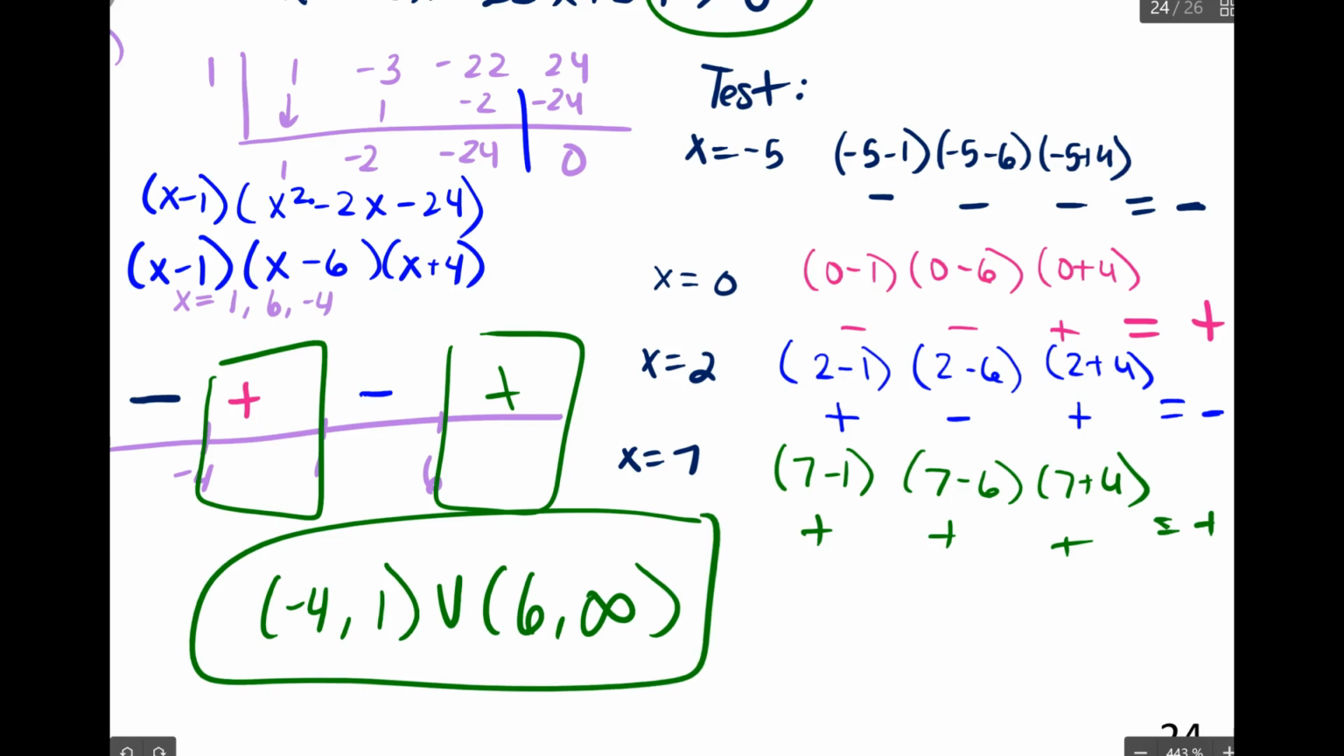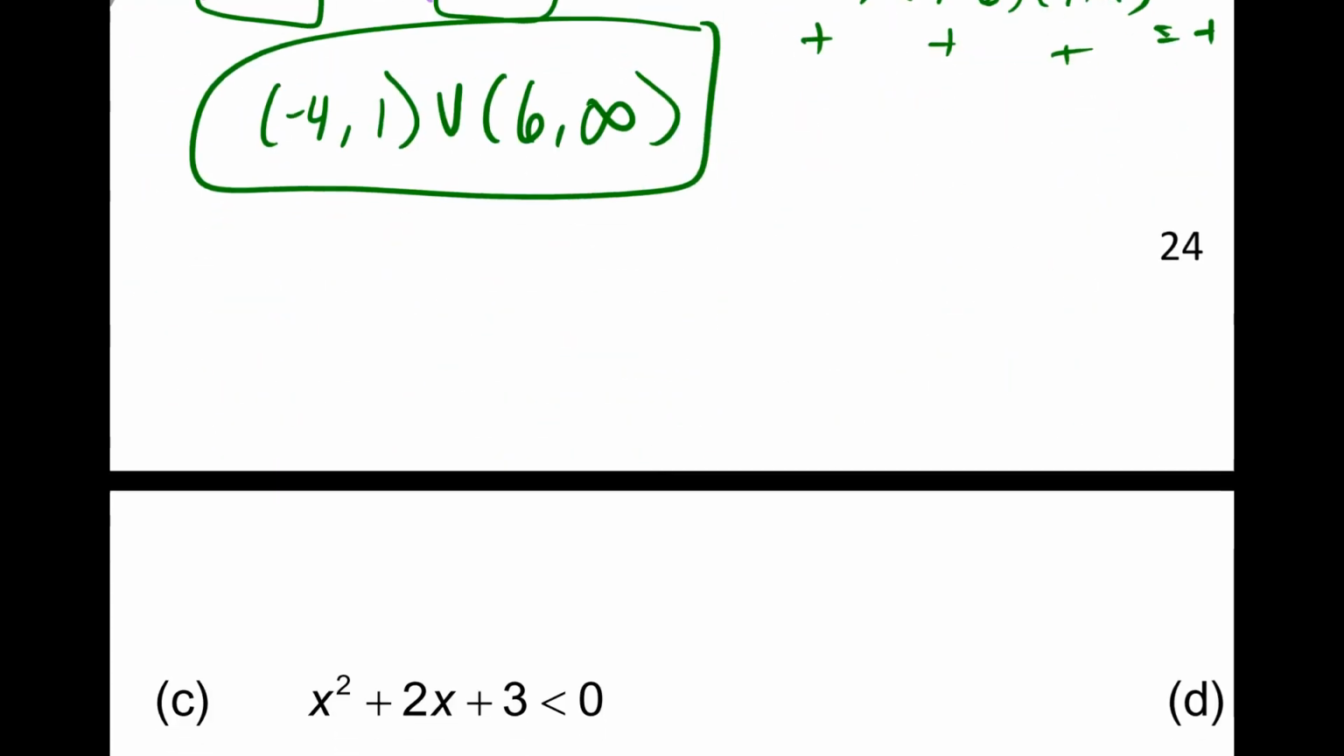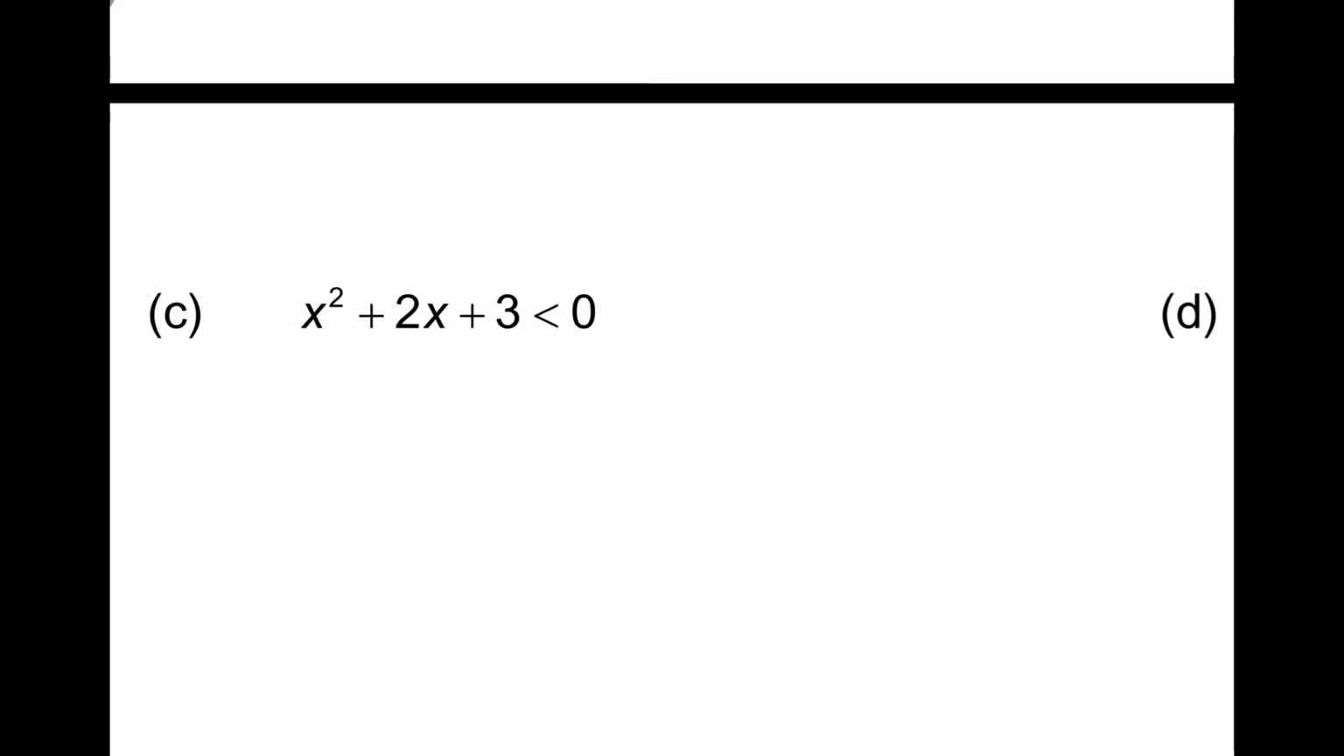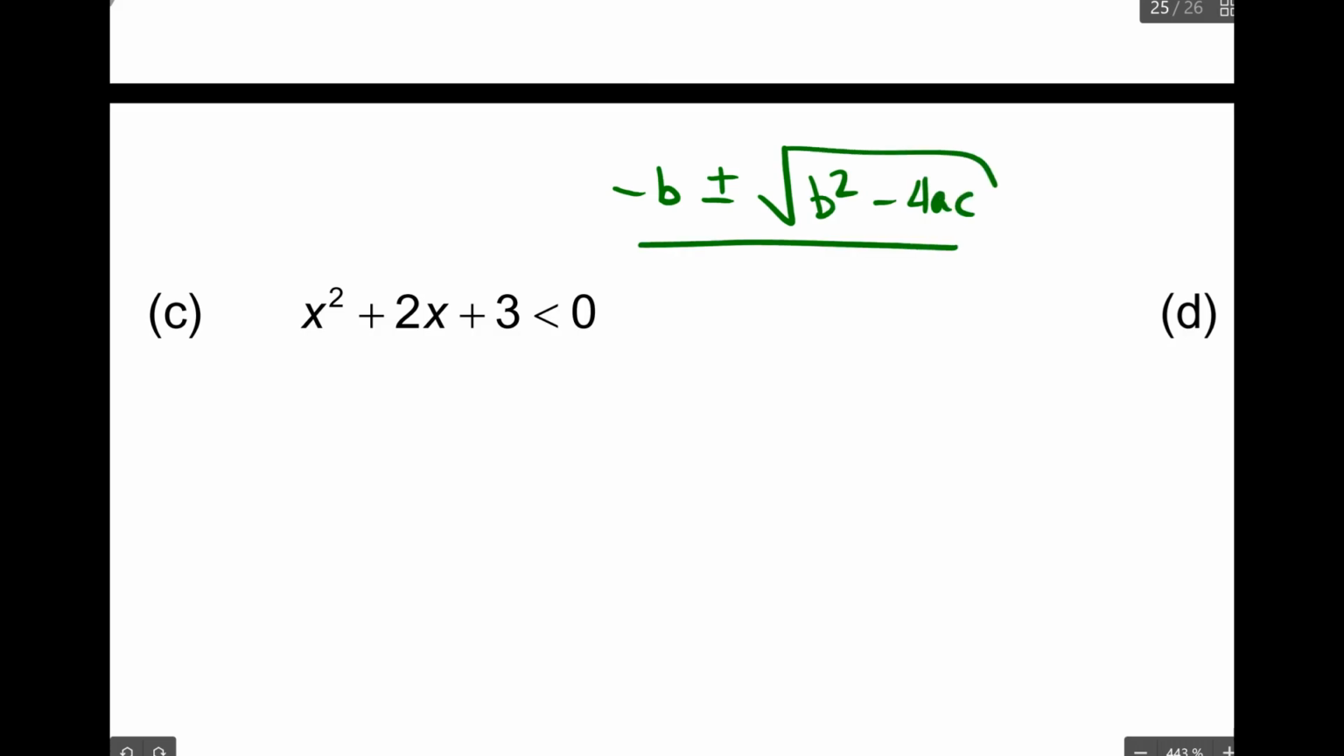Awesome. Okay, and let's finish up. So this last part, okay, cool. So it's already written in terms of 0. I need to find the x-intercepts though. Issue, there's no numbers that multiply to 3 but add to 2, so I'm going to use the quadratic formula. Just a refresher, quadratic formula: negative b plus or minus the square root of b squared minus 4ac, all over 2a.